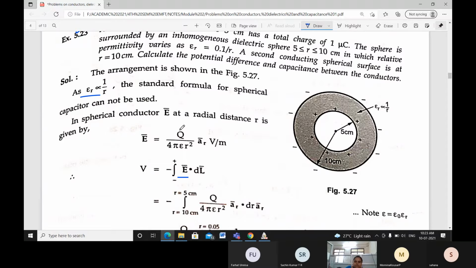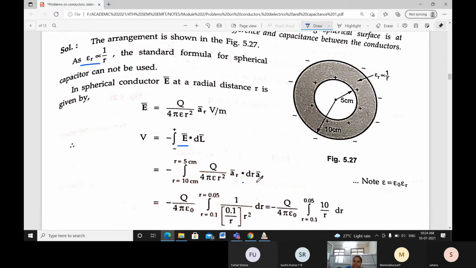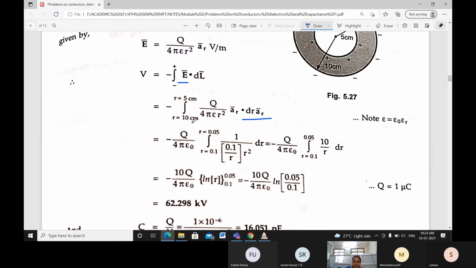What is our E? Q divided by 4 pi epsilon R square a_R. dl, if it is given in terms of radius, it's varying with respect to radial distance only. For that reason dr into a_R only. Then the only varying factor here is R square, right? Therefore it's going to be equal to minus Q divided by 4 pi epsilon. Observe here, it is written in terms of 10 raised to minus 2, it's multiplied here. For that reason 0.2 to 0.05 you are getting here.